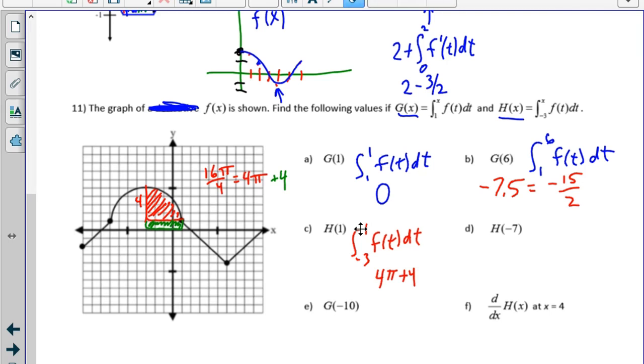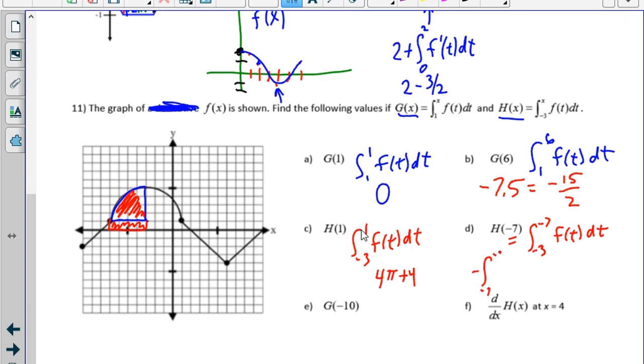If we look at h of -7, it appears to be the exact same thing in the other direction. So I have this rectangle and this half circle, and what appears to happen is I have the integral from -3 to -7 of f of t dt, and that looks like it's going to be 4 pi plus 4. However, we have to be really careful, because this is actually the same thing as the integral from -7 to -3 of the opposite of f of t dt.